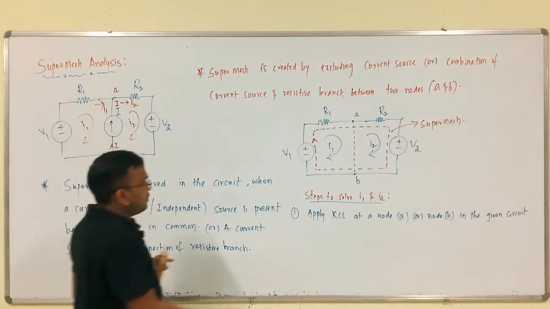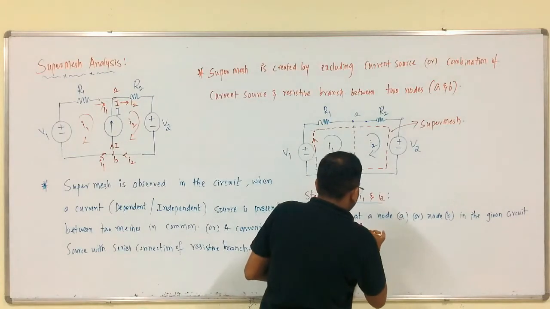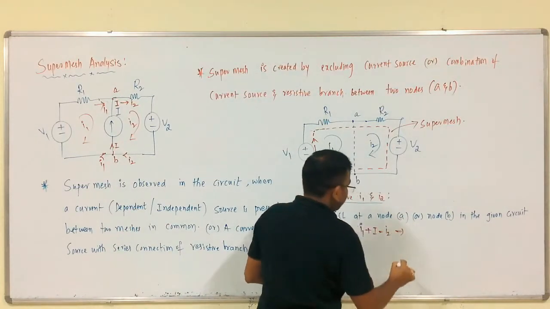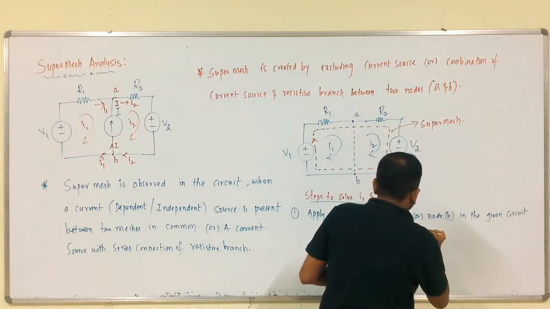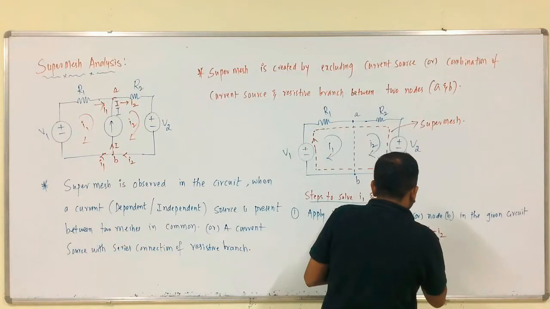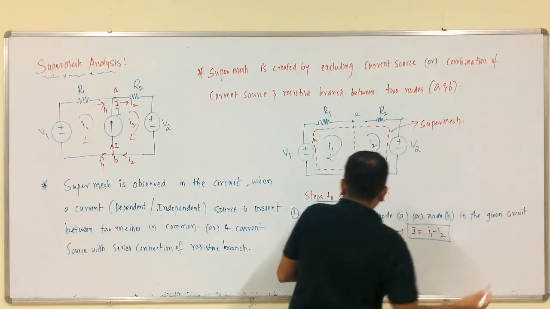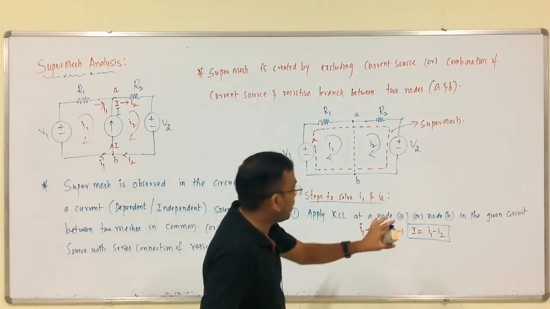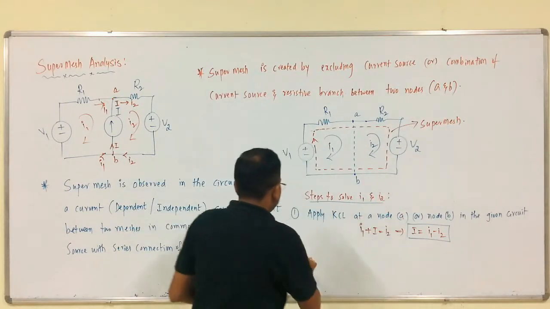Therefore, we can get I1 plus I is equals to I2. From this, I is equals to I1 minus I2. This is equation 1. This is step 1: apply KCL at node A or node B in the given circuit.